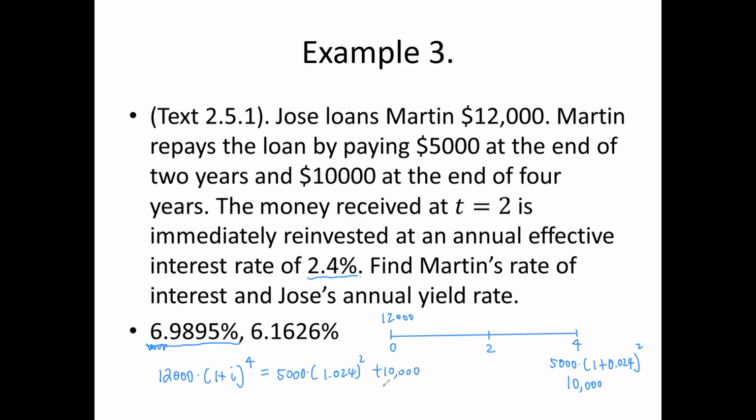Okay. So I think you add them up, you would get 15,242.88. And then you divide both sides by 12,000, you would get 1 plus i to the fourth. Then you take the fourth root on both sides. We would get 1.0616257. And then subtract 1, you will get this i. This is for Jose. Jose's yield rate is smaller than Martin's interest rate because Jose is not able to invest $5,000 into an account that has an interest rate matching the original one. Okay, so he gets less, and so the yield rate will be smaller.